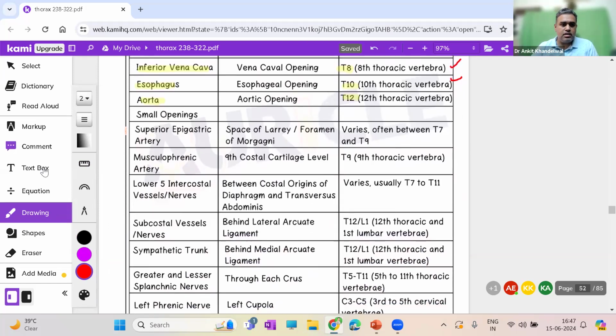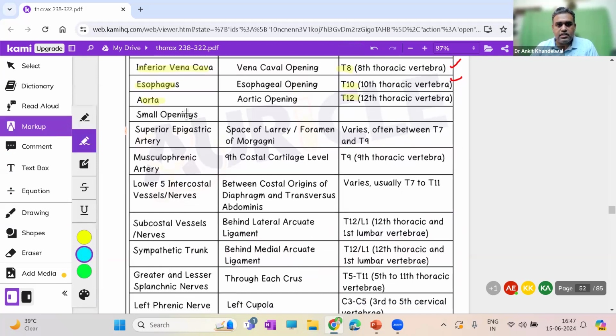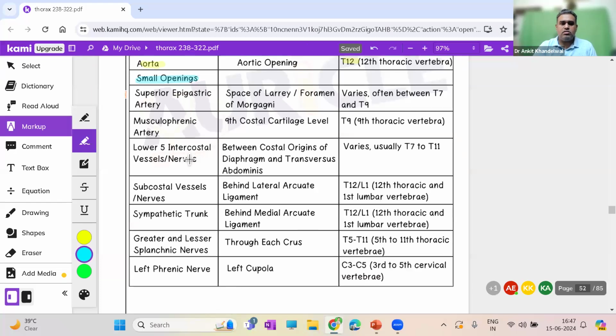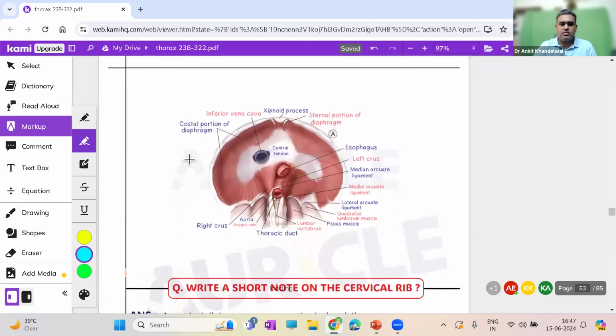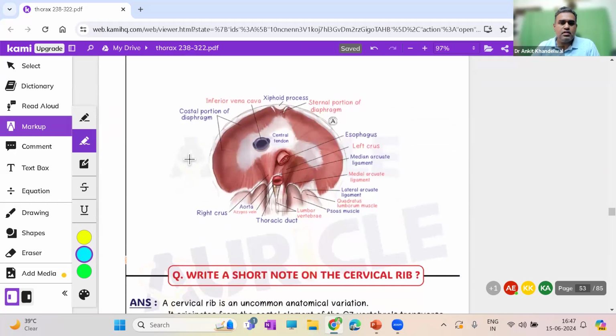Now apart from this, there are going to be some minor openings as well. These are small openings or minor openings. Let's go through them, read it once. They are also important. So major and minor openings. Here is the diagram of the diaphragm from below. Let us see the major openings: IVC opening at the central tendon, esophagus opening, and this is the aortic opening over here.